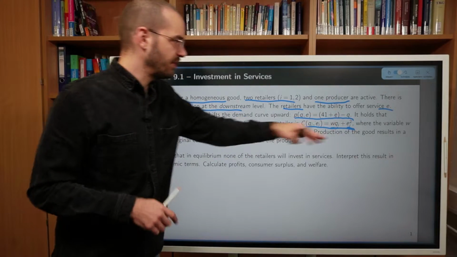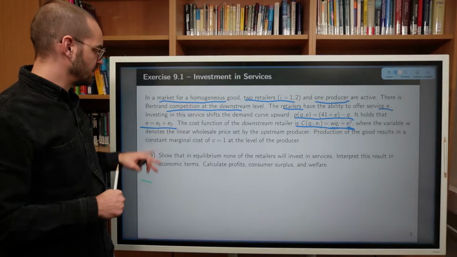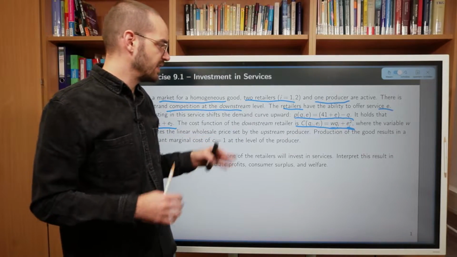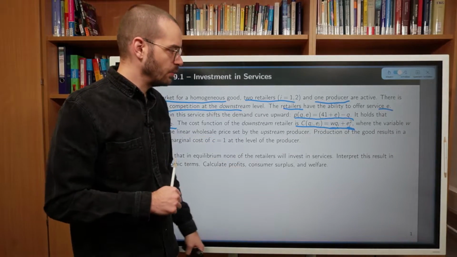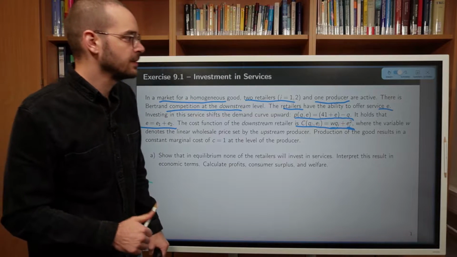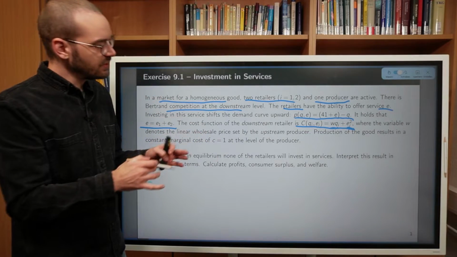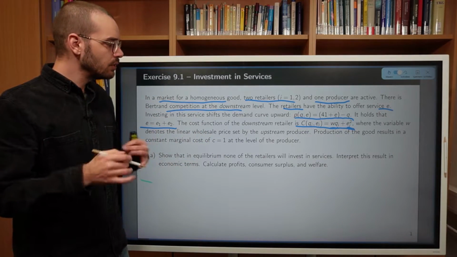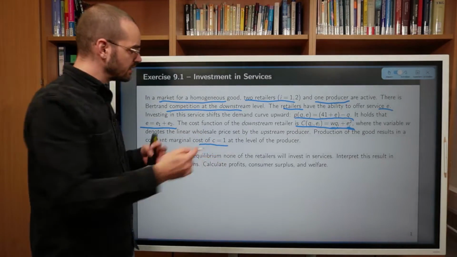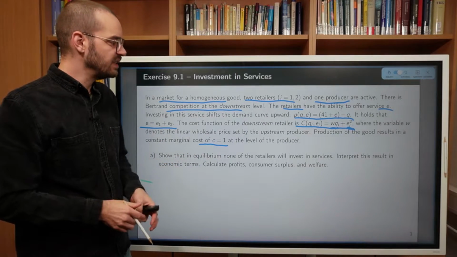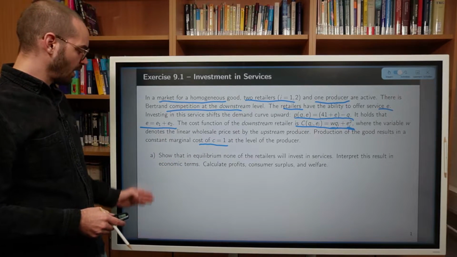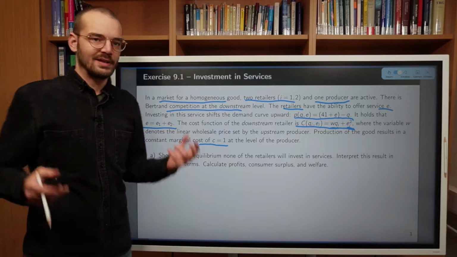Then finally, variable W denotes the linear wholesale price set by the upstream producer, just the way we know it from previous weeks. And then finally we know that on the upstream level, producing this good comes at a constant marginal cost of C equals 1. Alright, now we know the whole model setting.